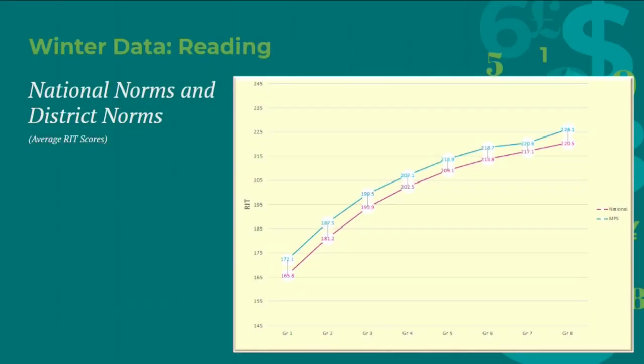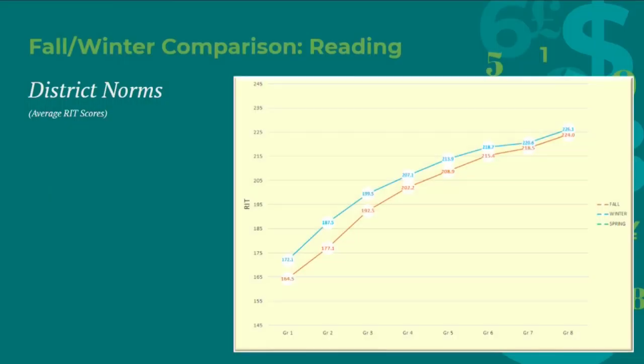Our winter data, again, mimics the national curve, except we do see somewhat of a dip beginning in grade 7. Next slide. So fall to winter comparison. The fall MPS scores are in blue. And I'm sorry, fall MPS are in orange and the winter are in blue. You will notice the bump up in RIT from fall to winter begins to taper off as the grade levels increase.